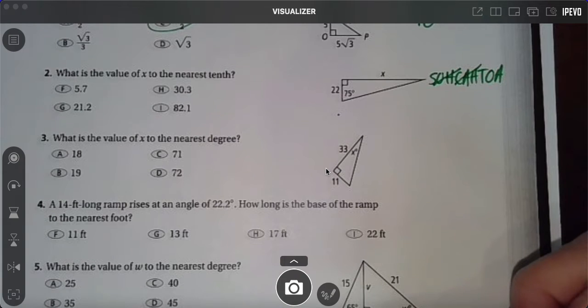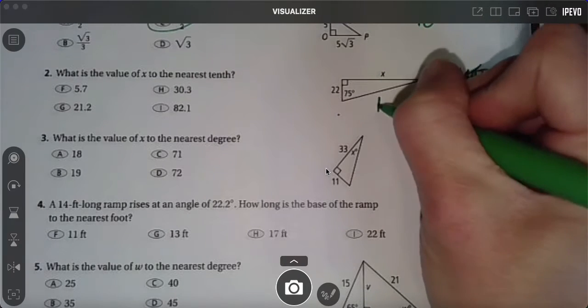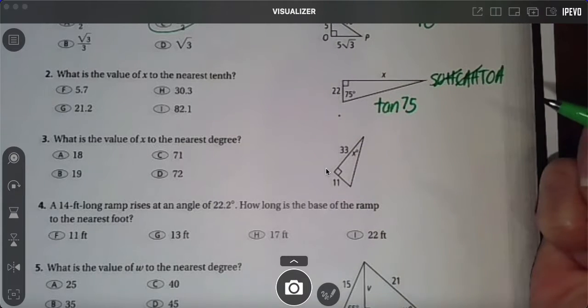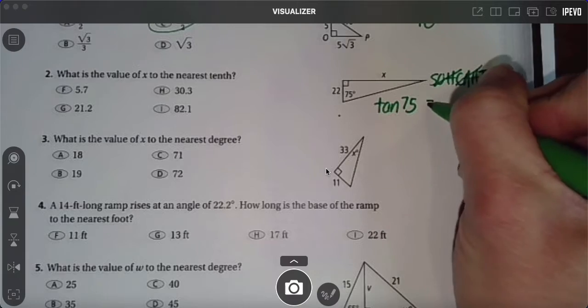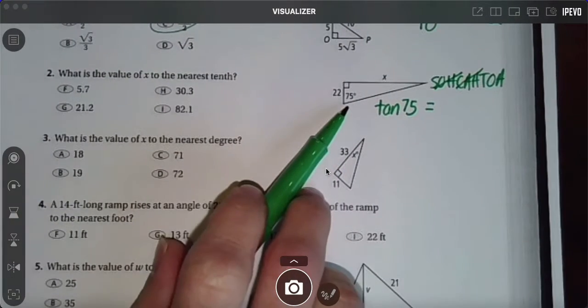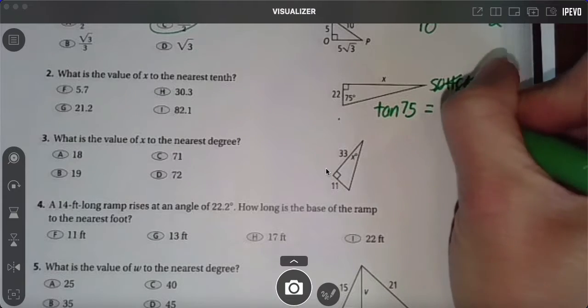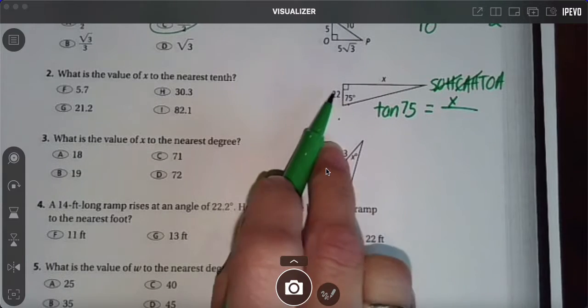So let me write that. The tangent of that angle, what is my angle? 75. This time we know the angle, so we actually write it. And it's opposite over adjacent. What's the opposite of 75? X. And what's adjacent? What's next to that 75? 22.